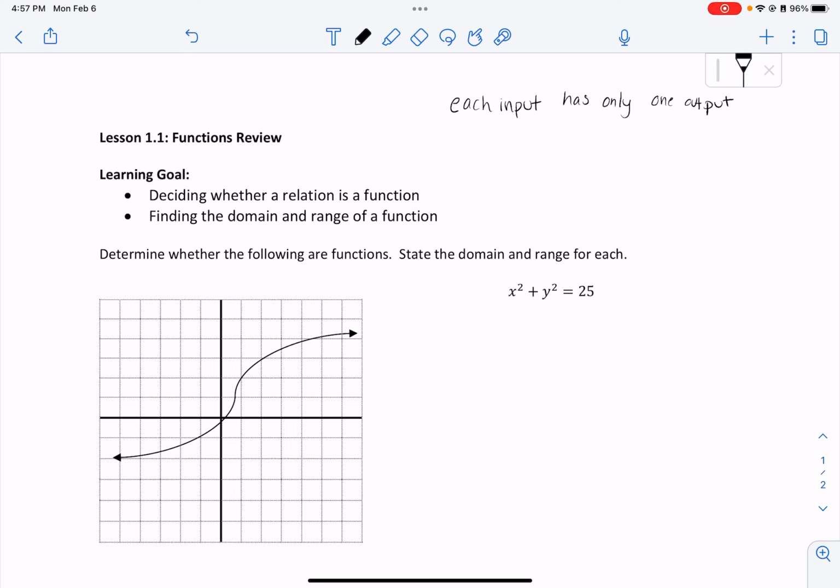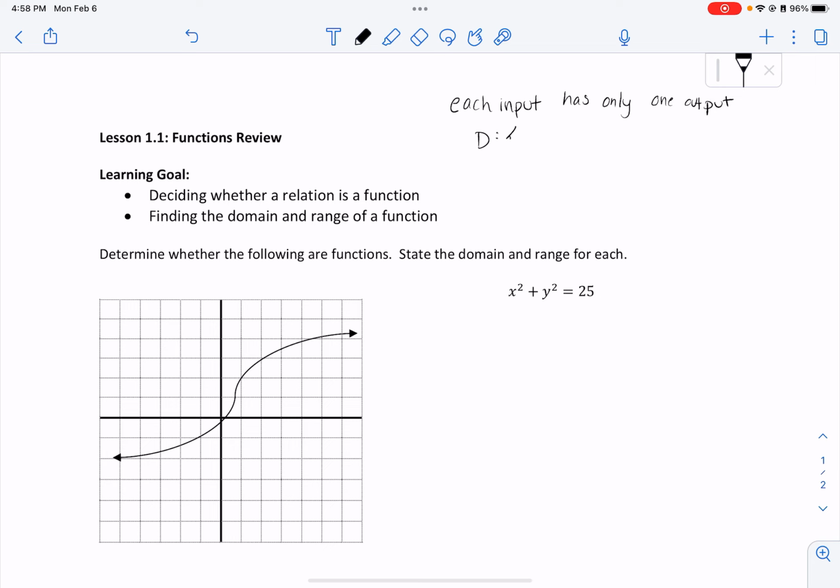There could be two Sprite buttons, that two different buttons both give you Sprite. That's okay, right? That still serves purpose, that's still reliable. But if you press a button and you're not sure what you're going to get as your output, that is an unreliable machine and it's not a function, okay?